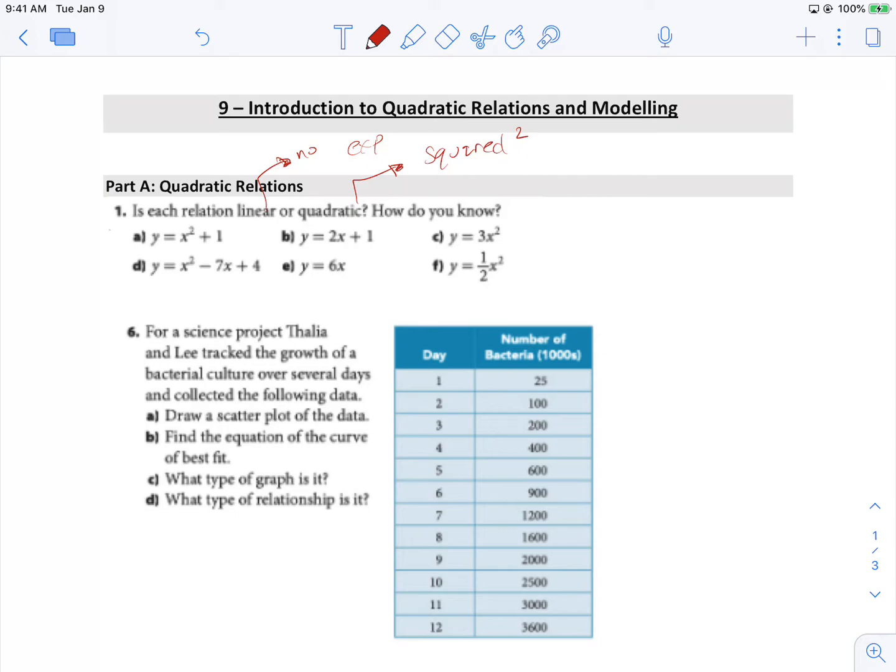So quadratic, quadratic, not quadratic, not quadratic. How do I know? There's no squared. Here, quadratic, quadratic. So those ones with the check marks, quadratic, the ones without, linear.